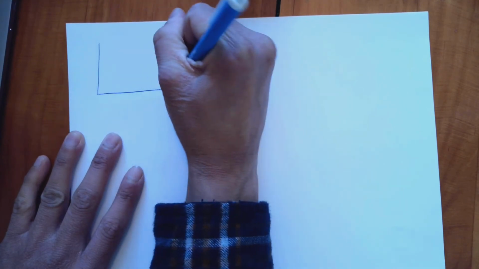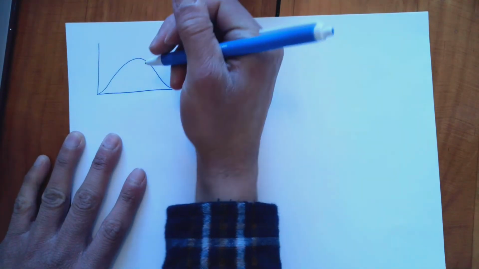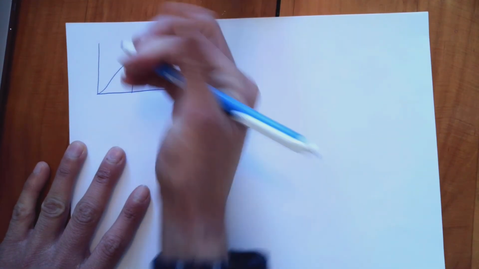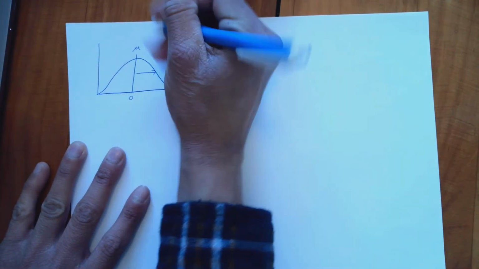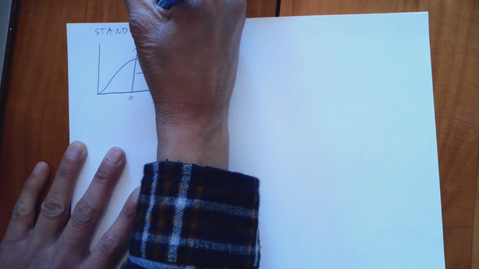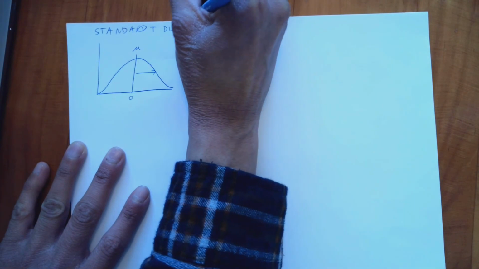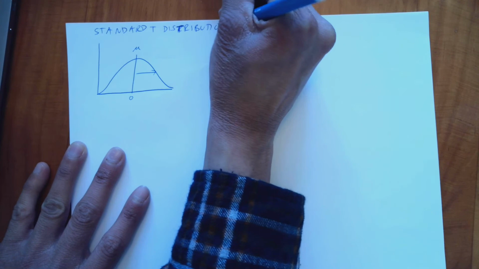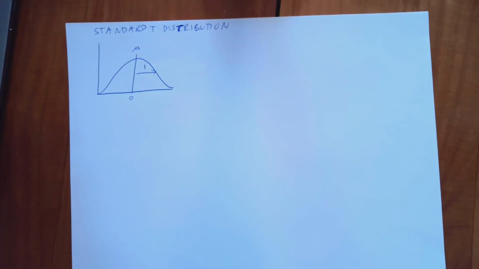And to determine whether our test statistic falls into the likely or unlikely zone, we're going to use something called a p-value. So I'm drawing out the standard t-distribution again. So this is our t-distribution with everything standardized, so we have a mean of 0 and a standard error of 1.